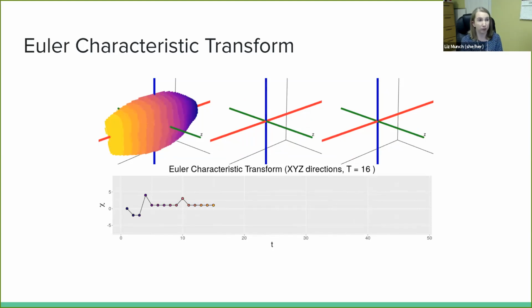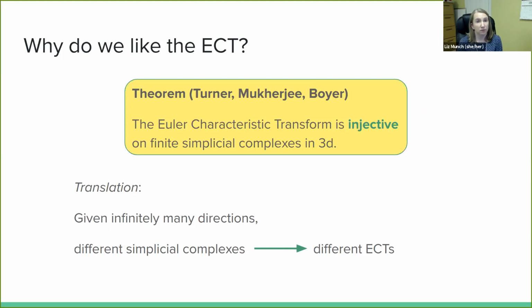So why is that a reasonable thing to do? There's a lovely theorem by Turner, Mukherjee, and Boyer that says that this Euler characteristic transform is actually injective on finite simplicial complexes when you embed them in 3D. So, math translation, what does that mean? If I told you the Euler characteristic curve for every possible direction on the sphere, and I mean every possible, infinitely many directions, then I would have basically all the information I possibly need to know about my input data set. That's clearly not reasonable, but at least it's a mathematical end goal for why we're doing this.